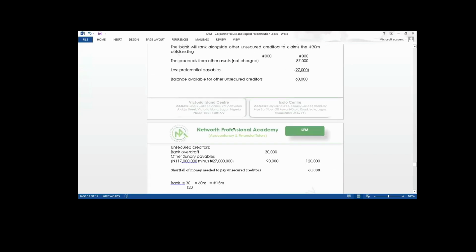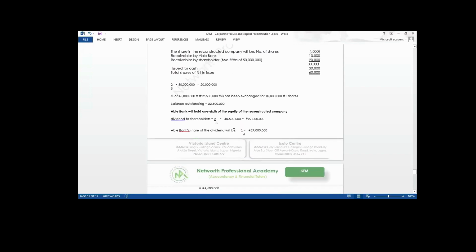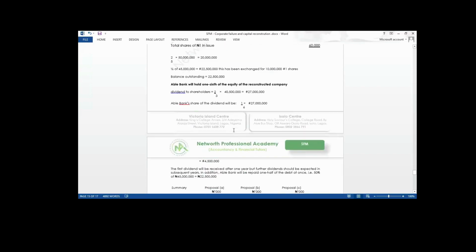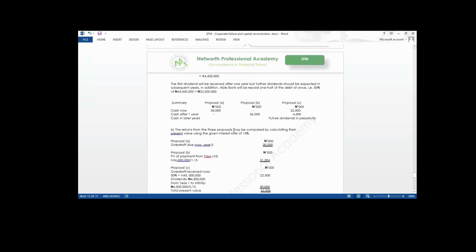Let's calculate dividend payouts. Please compute 2/3 of 40.5 million. What do you have?